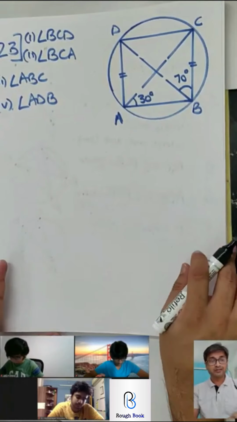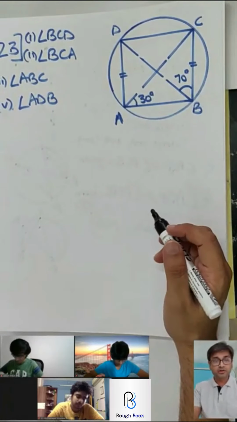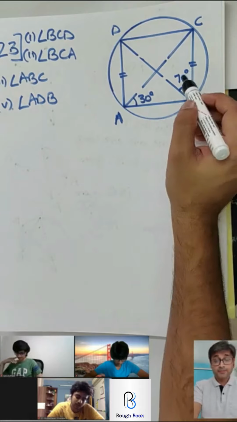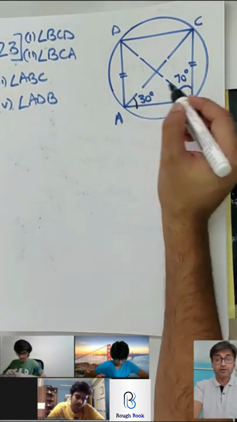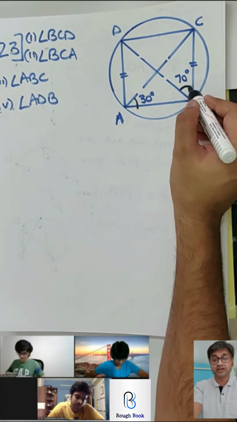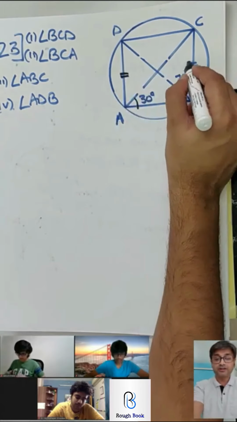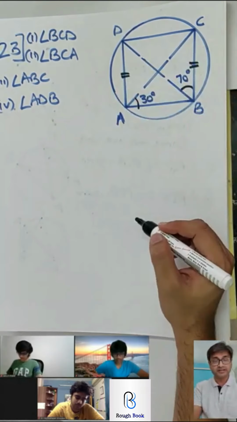Okay, the next one, 23rd. 23rd also is a good question. A good question from exam point of view also. You've been given this as 30 and 70. The most important thing is AD is equal to BC.